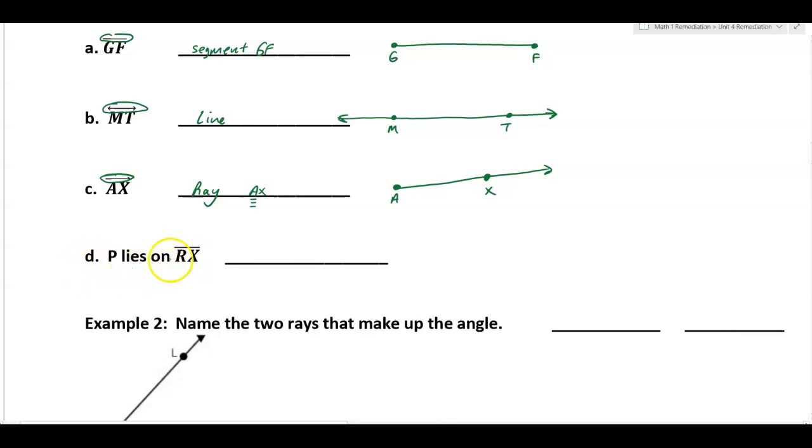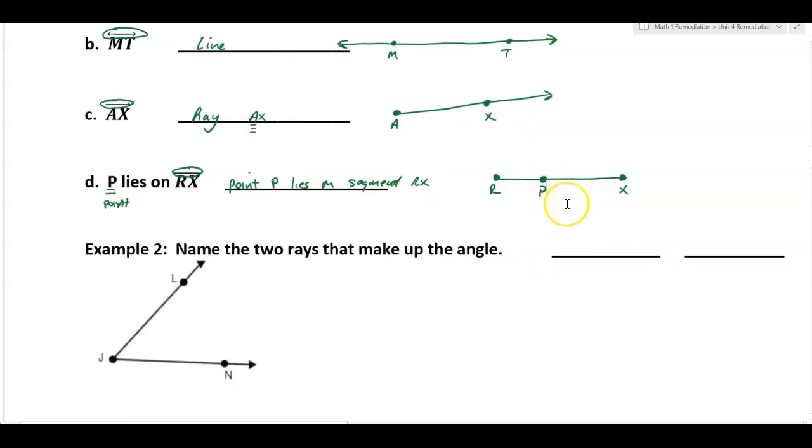Now, when I translate this next one, it says point P, because P is a point, lies on, this symbol here tells me segment RX. So if I draw a segment RX, my two endpoints are R and X, and I'm going to plot 1 point on there and call it P. All right, so being able to read and write using these symbols is very important.